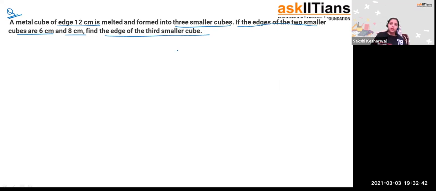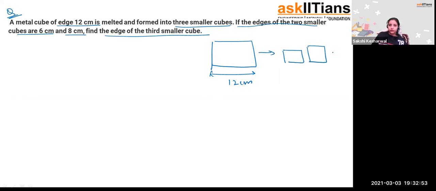Let us suppose this is a big cube of 12 centimeter, which has been made into three smaller cubes, 1, 2, and 3. So can I say that this volume is volume 1 plus volume 2, and this is volume 3, and it is having a length of what?